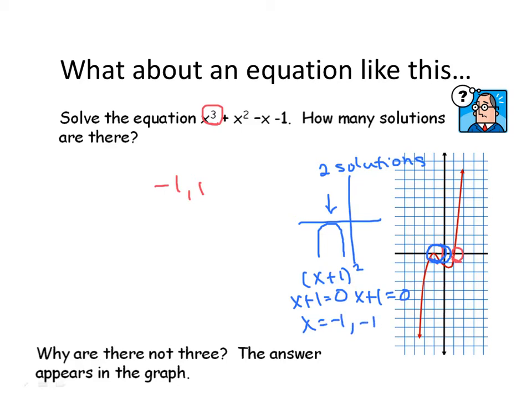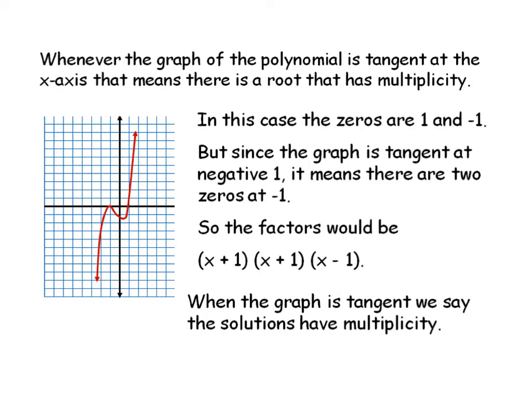It looks like where the graph is tangent to the x-axis. So anytime that happens, the -1 actually gets to count as two solutions. So I really have 1, 2, and then 3 solutions. So a little bit tricky on that one. All right, so again, just kind of explaining that whole idea of multiplicity.